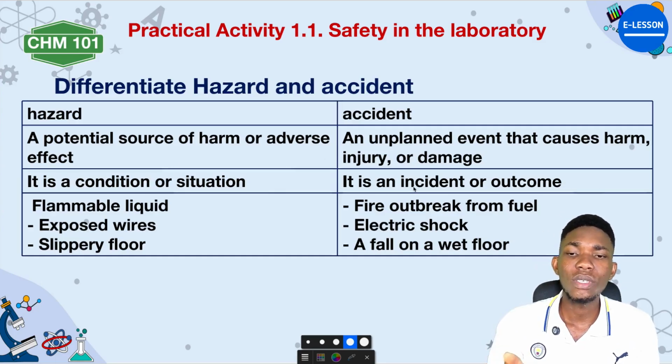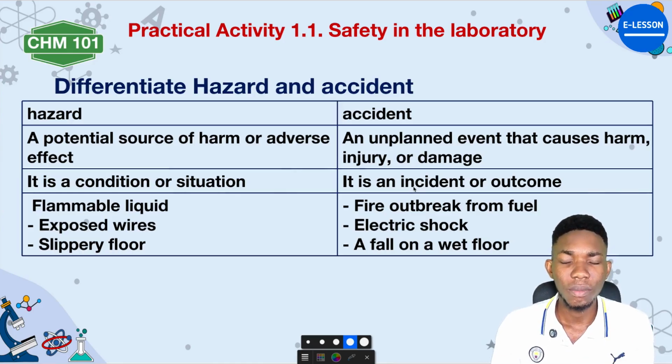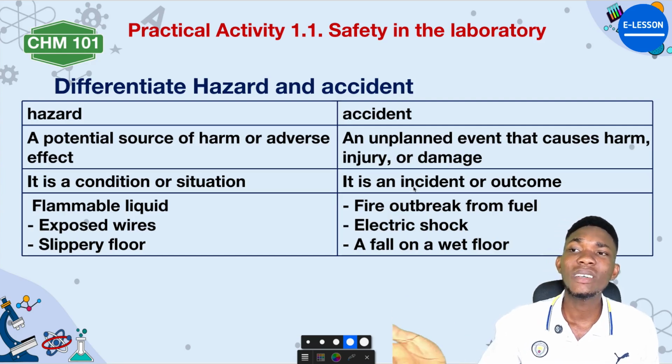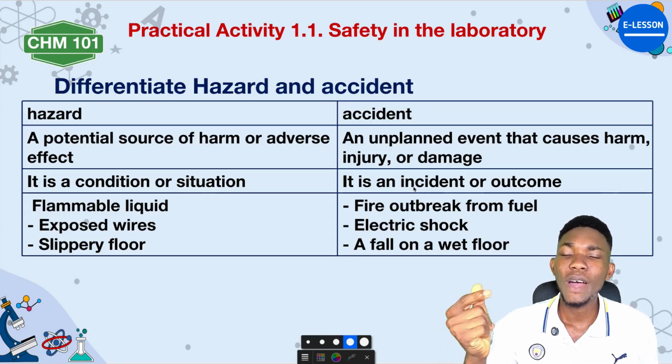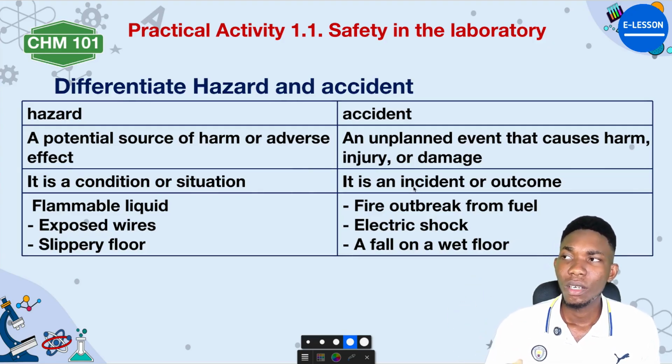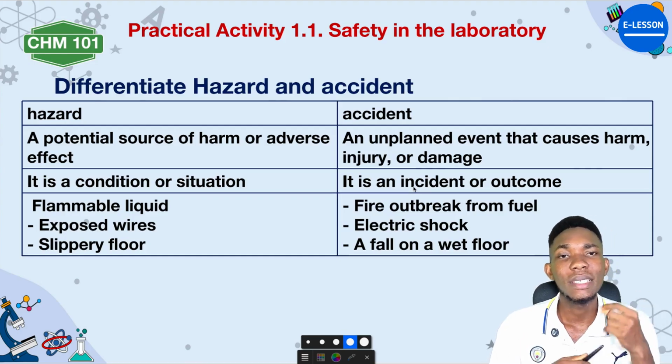So you are going to use a tabular form like this to distinguish between them. Examples of hazard, we have flammable liquid, exposed wire, and slippery floor. Flammable liquid, you might just leave it there. It's a hazard because just a little fire and the whole place is gutted with fire. Then exposed wire, you have a particular thing in your house, maybe you had a fan there before, you remove the fan and then refuse to put the wire inside.